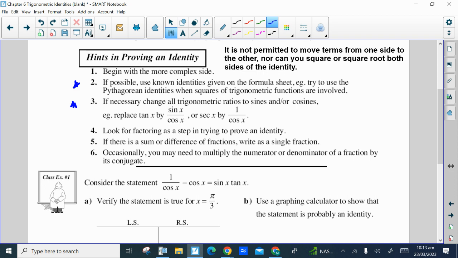Okay? Usually begin with the more complex side first. If there's powers other than 2, chances are you're going to have to factor, which is what hint 4 does. Okay? If there's a sum or difference of fractions, so if you have two terms that are added or subtracted and you've got different denominators, well, then you have to find a common denominator to allow you to combine those. So those are some of the hints that we're going to be looking at in order to do this.